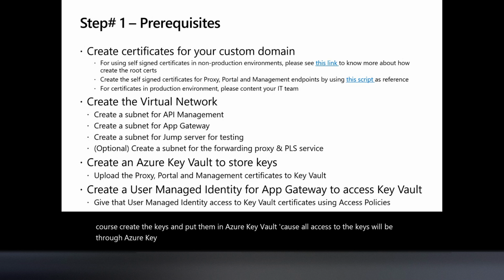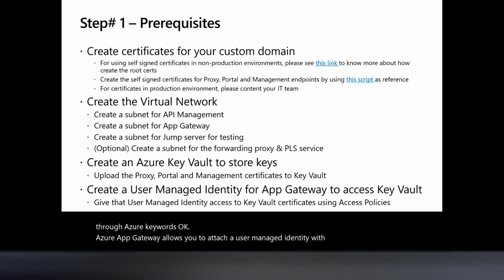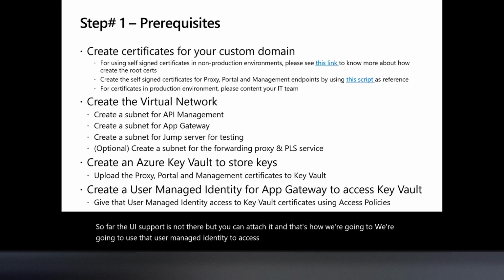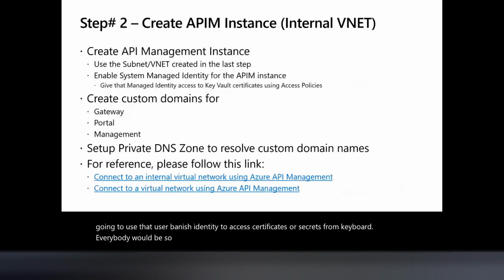Finally, Azure App Gateway allows you to attach a user managed identity to it. So far, the UI support is not there, but you can attach it. And that's how we're going to use that user managed identity to access certificates or secrets from Key Vault. Everybody with me so far? Any questions?